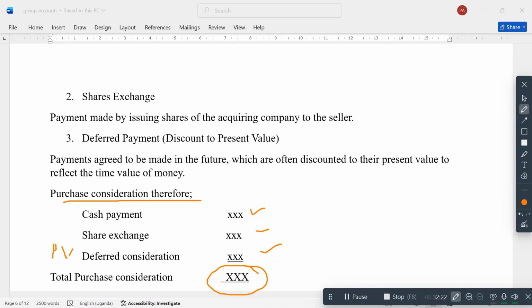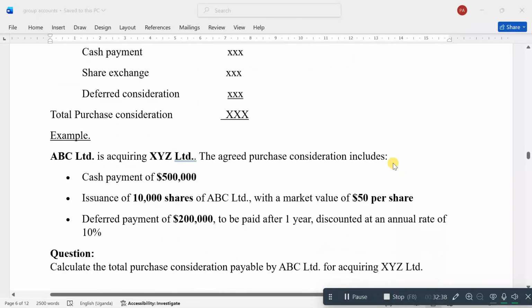This is the purchase consideration we are going to use even in other steps, like when we are determining goodwill, among others. So this is the actual amount of money which was paid for us to acquire shares in that company. All right, let's try to look at this example.